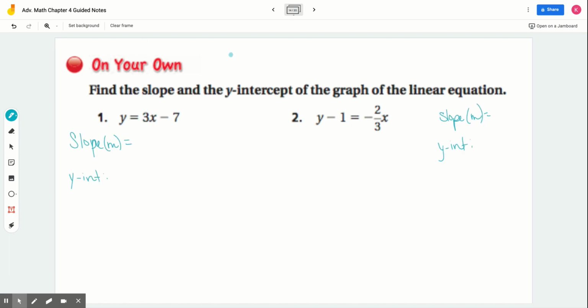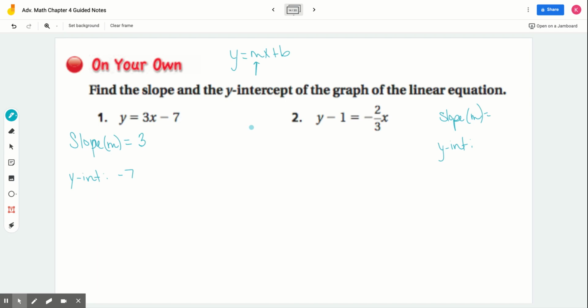Here, if we think about our format of y equals mx plus b, and m being the slope, we can see that the coefficient of x, or the number in front of it, is 3. Therefore, the slope will be 3. Now, for our y-intercept, we're looking at the number that comes after mx. It's typically in plus b form. Well, if we look here, we have minus 7. So therefore, our y-intercept is going to be negative 7.